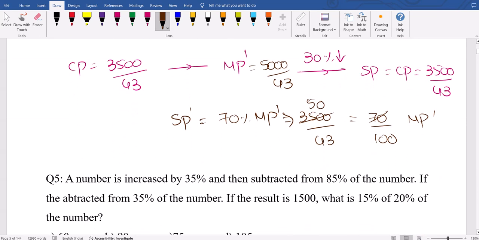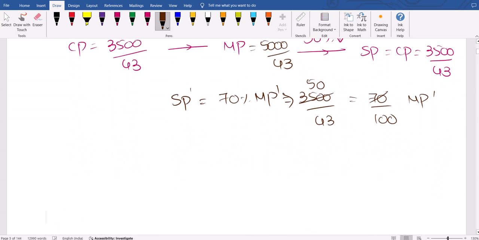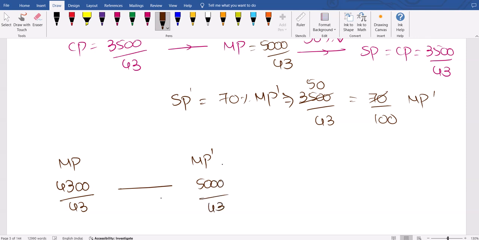What is the percentage increase? The marked price is increased by how much percentage? Initially 100, which we are writing as 4,300 divided by 43 for easy understanding. Now the marked price is 5,000 divided by 43. The percentage increase is nothing but 700 divided by 43, with respect to the initial value always.